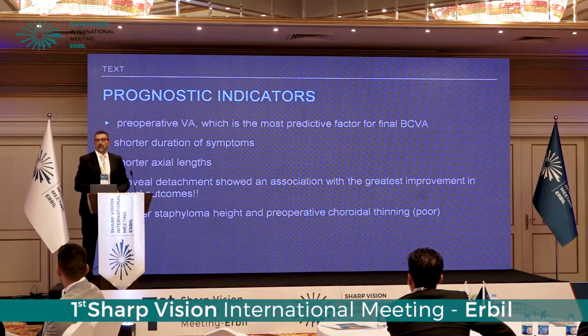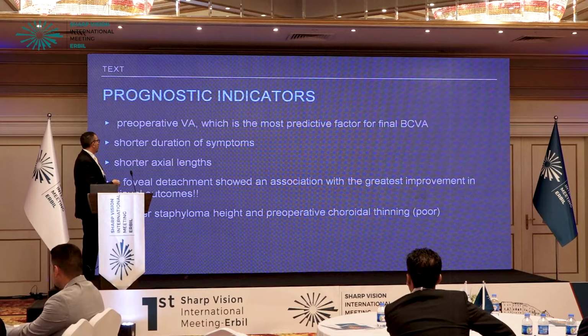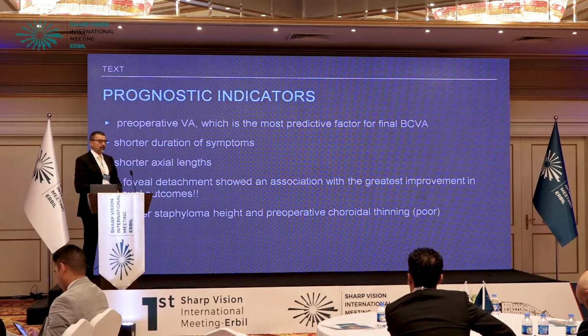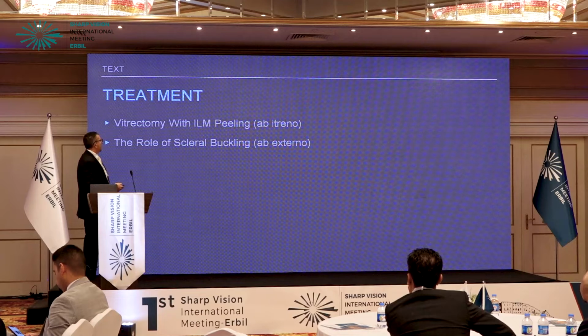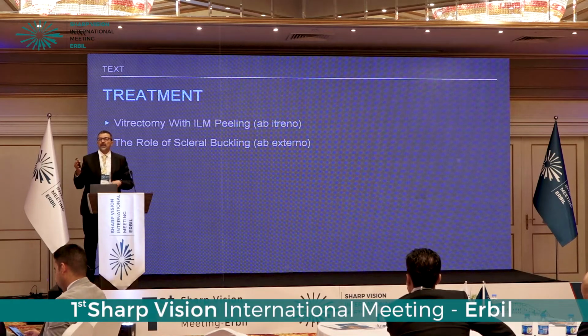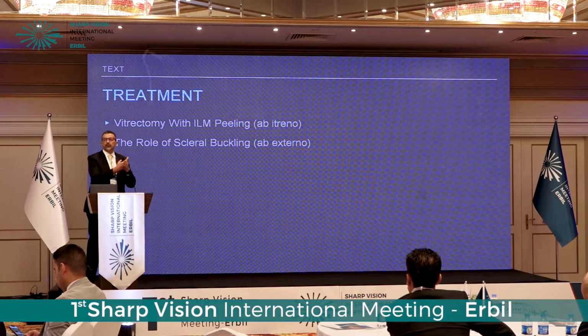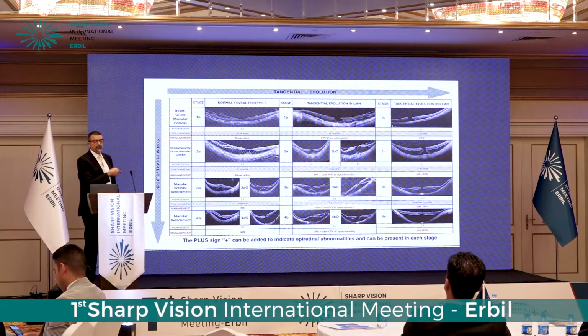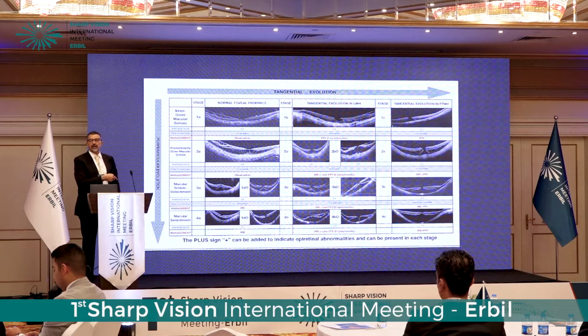What is the prognosis? If I have a patient like this, the better the visual acuity preoperatively, the better the visual acuity postoperatively. If there is atrophy of the choroid, the prognosis is bad. What is the treatment? The treatment is either from inside, which is vitrectomy, or from outside, putting a buckle to make the sclera go back to the retina. And Barbara gave this demonstration of which case can benefit from vitrectomy and which case can benefit from a buckle.